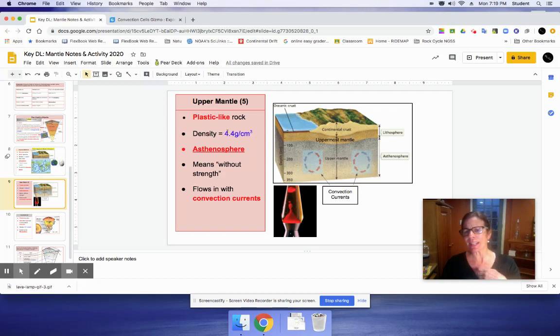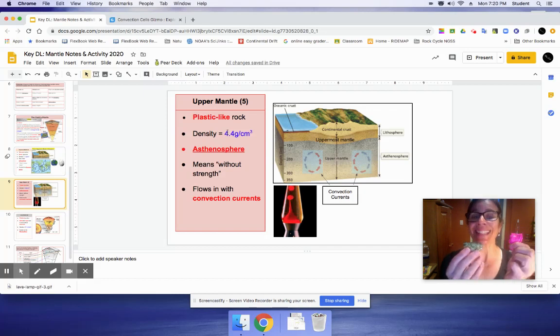It has a density of about 4.4 grams per cubic centimeter. So you see we're going from 3.3, we're getting a little bit deeper into planet Earth. The density is increasing. So we've got more dense peridotite down in the upper mantle. But this peridotite is solid and has this really unique ability to flow. Now, this is where the upper mantle gets its name, asthenosphere, from.